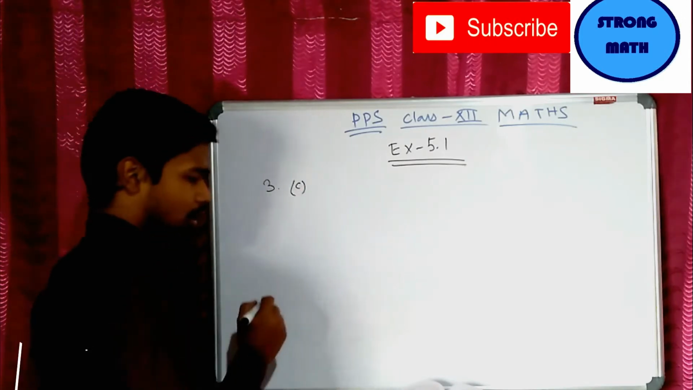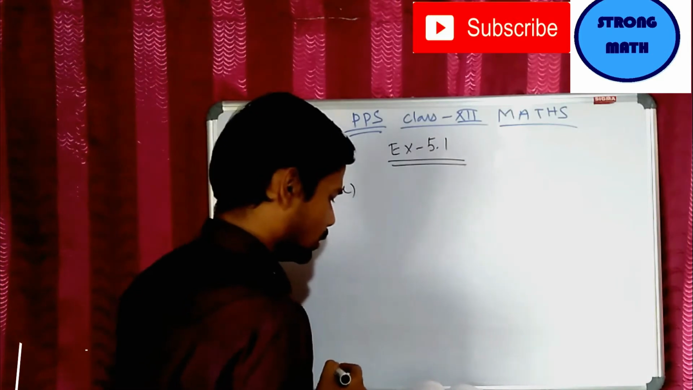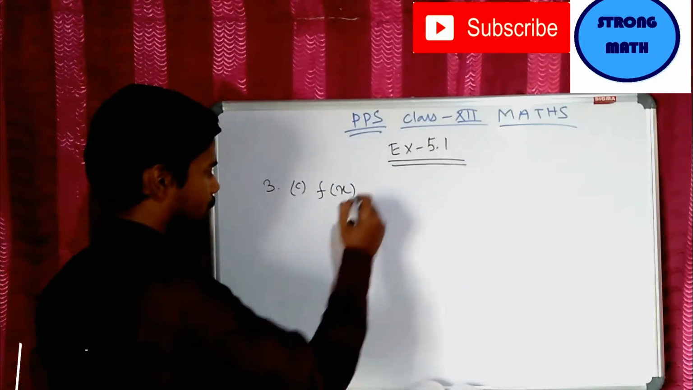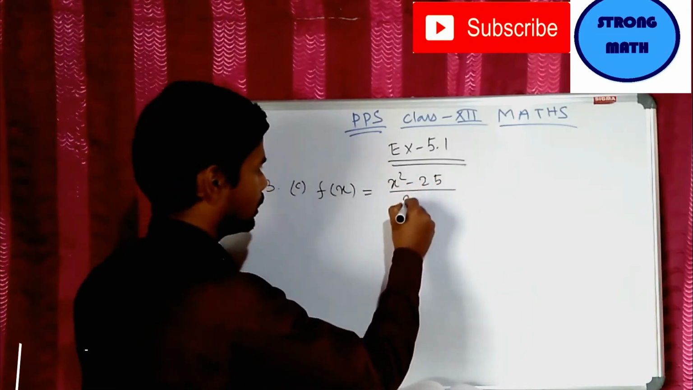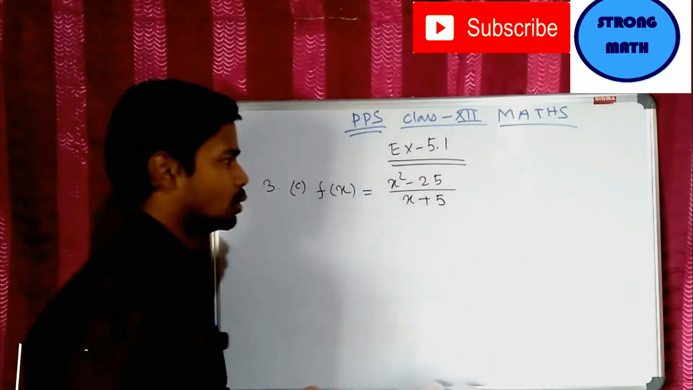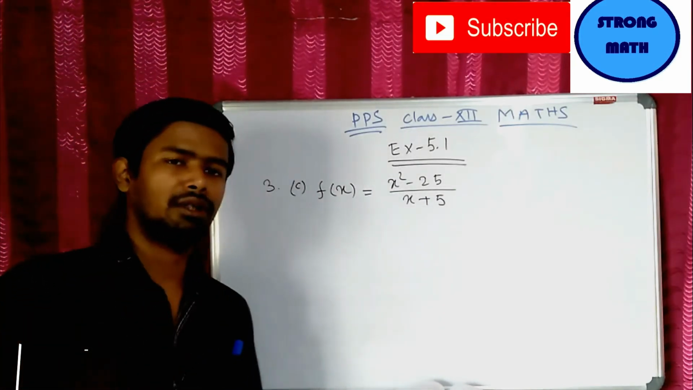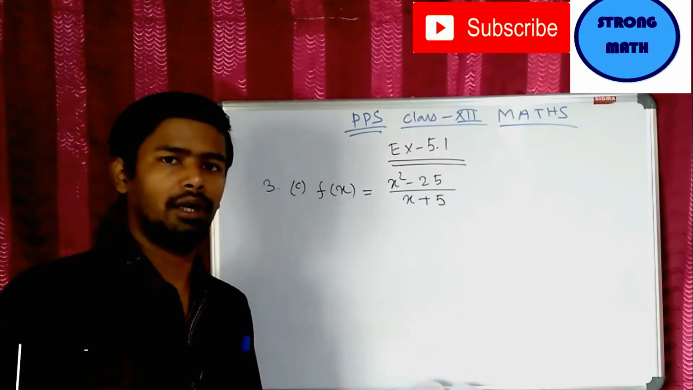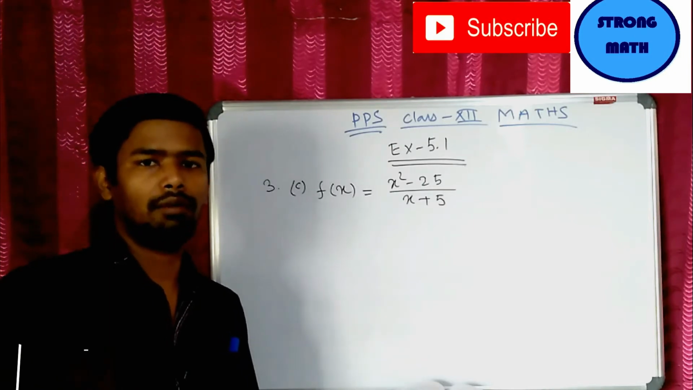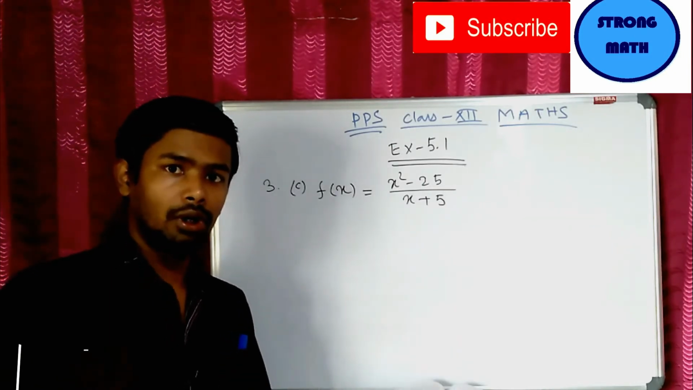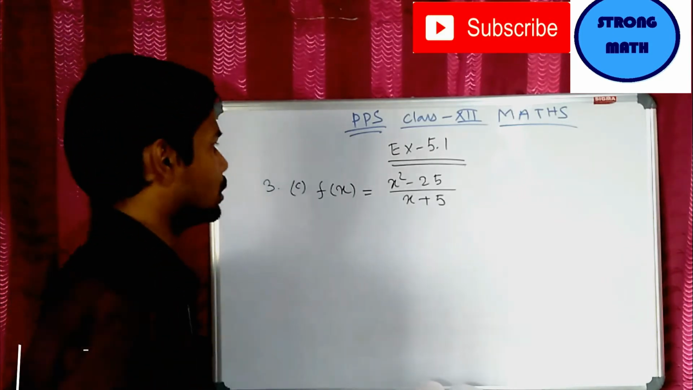Question number 3, question C. Examine the continuity of the function f x equals x square minus 25 by x plus 5. There is no given point, so we have to check whether the function is continuous at every point, every real number or not. If there is any kind of discontinuity, then you have to find out at which point the function is not continuous. Okay, so let's find.